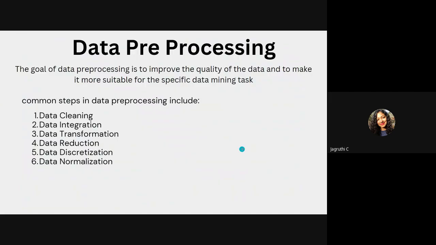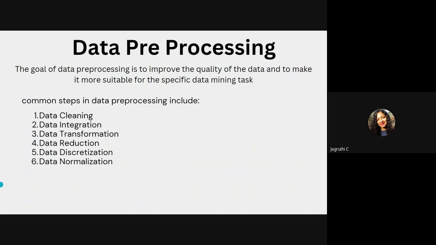Now coming to data pre-processing. Like I said, whatever raw data that you get is not ready for consumption. So there are multiple things that you need to do in order to process the data, to make it ready for presentation, ready for visualization, ready to bring in insights from it.